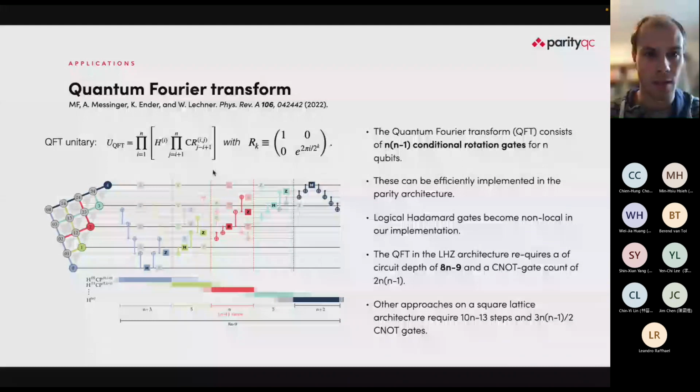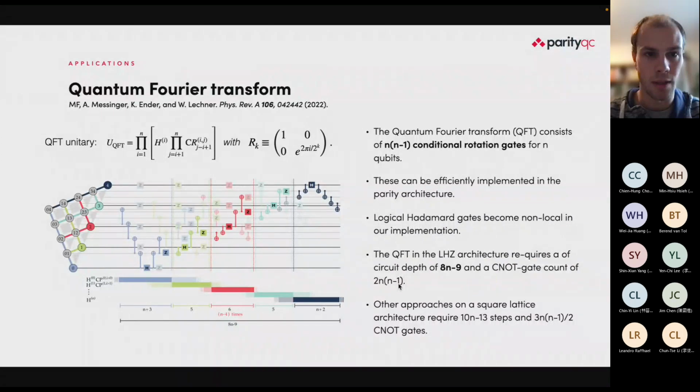And all the C rotations of the Hadamard and also of this conditional phase gates, these are all executed more or less in parallel. You can find some of them in the circuit. But the crucial thing that makes up the depth of this circuit is these CNOT chains. And if you cleverly arrange that, I don't want to go into detail here, you basically end up with a circuit depth of 8n minus 9 and a gate count of 2n times n minus 1.